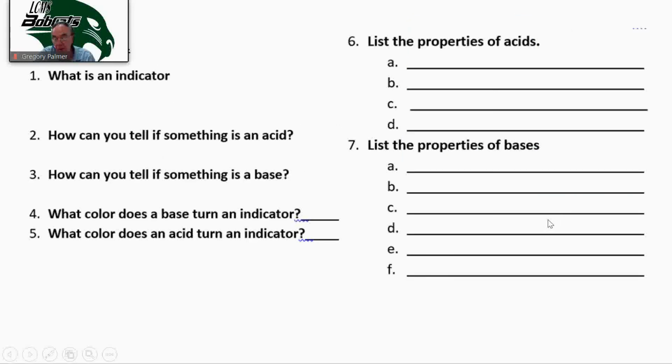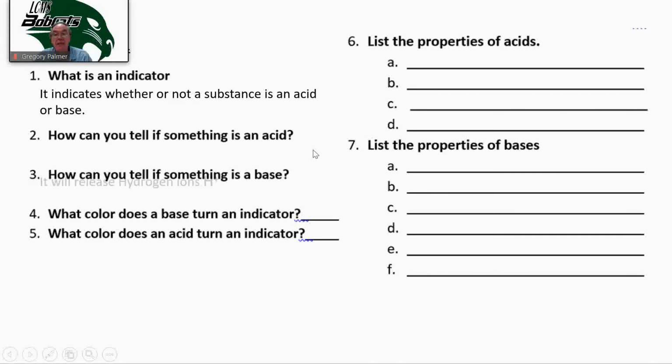I want you guys to pause the video here and answer these questions on your own. Okay, so welcome back. You should have taken a moment to answer these questions. An indicator indicates whether or not a substance is an acid or a base. It's an organic compound like we saw in those flowers. There's also indicators in cabbages. That's where the purple bluish color comes from.